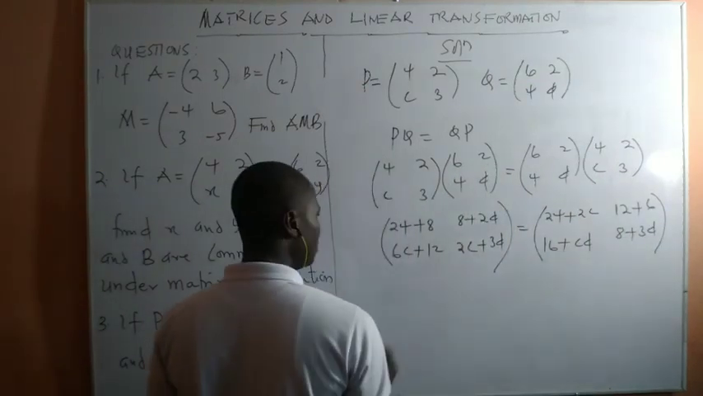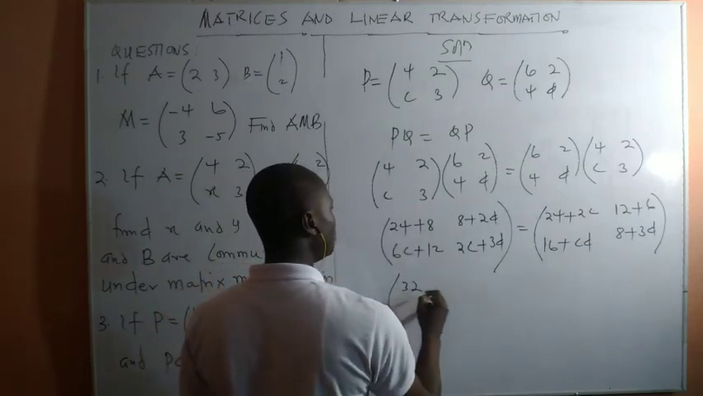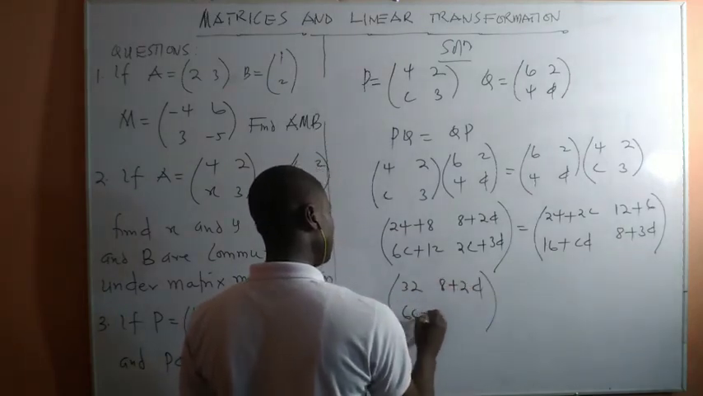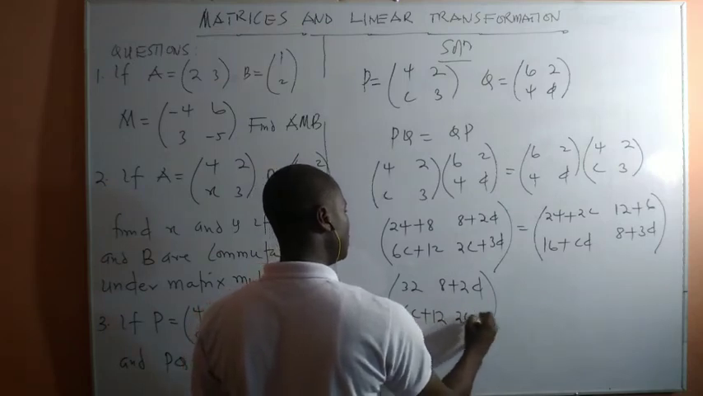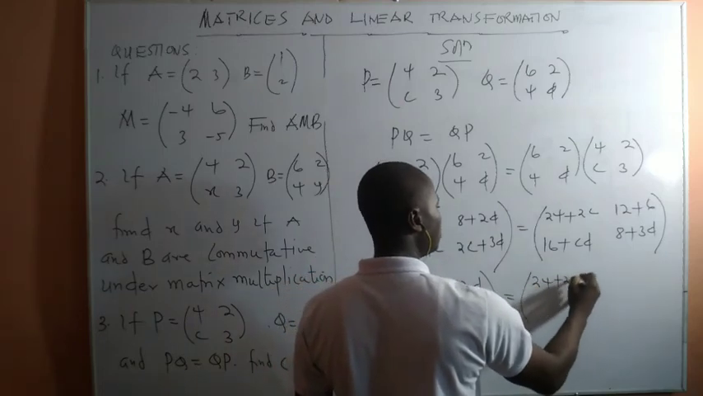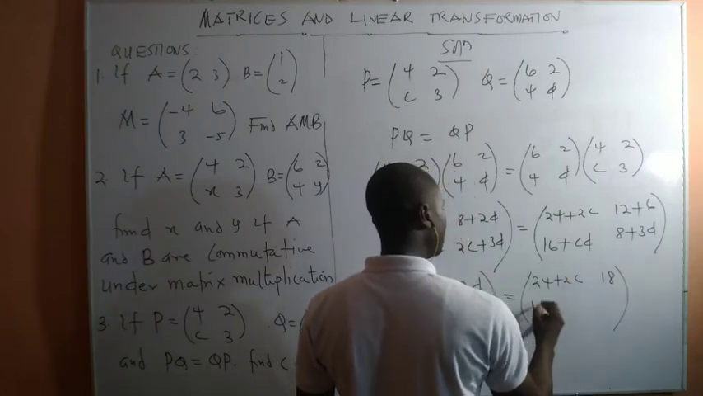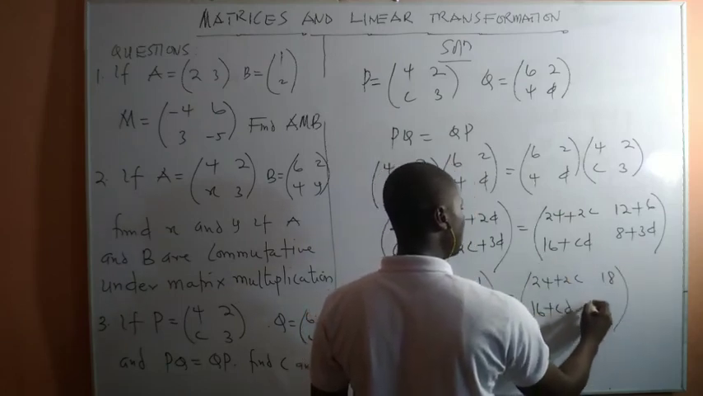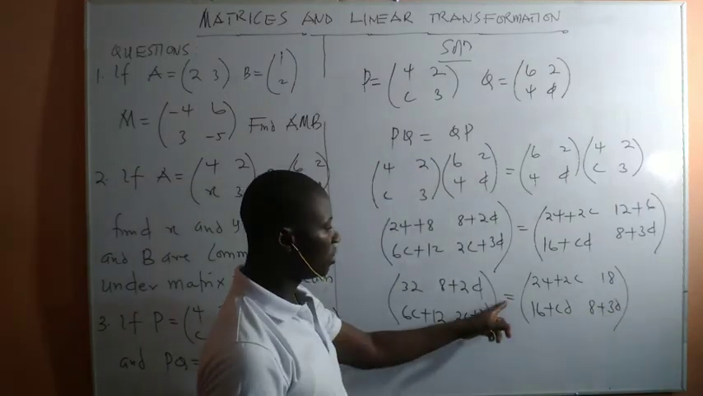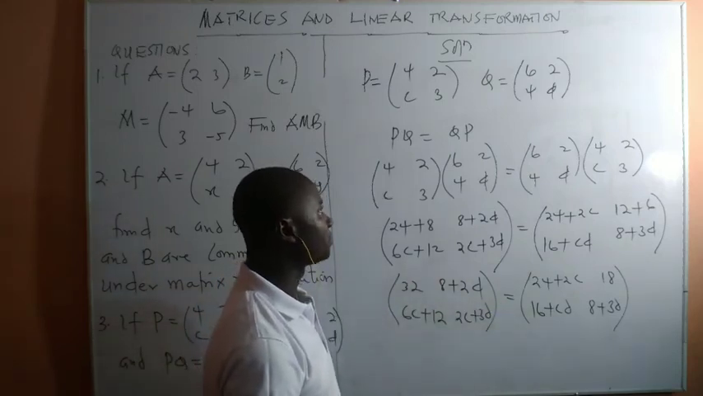So now simplifying this, 24 plus 8 will give us 32. Then we have 8 plus 2D. Then we have 6C plus 12. Then we have 2C plus 3D. This will be equal to 24 plus 2C. Then 12 plus 6 will give us 18. Then we have 16 plus CD. Then we have 8 plus 3D. So when you look at this, because the equality exists between the left and the right, that means that we can equate the corresponding entries.